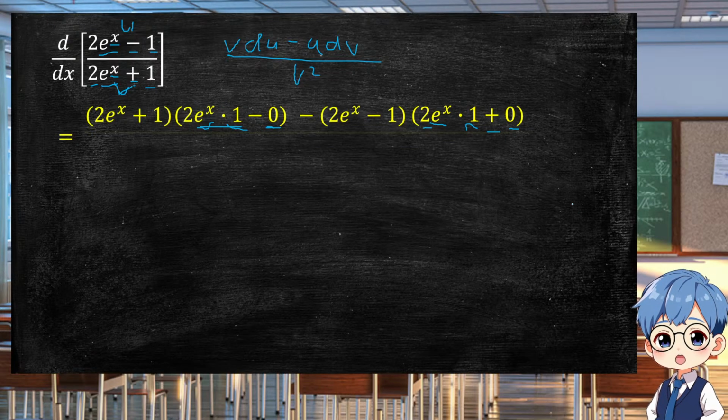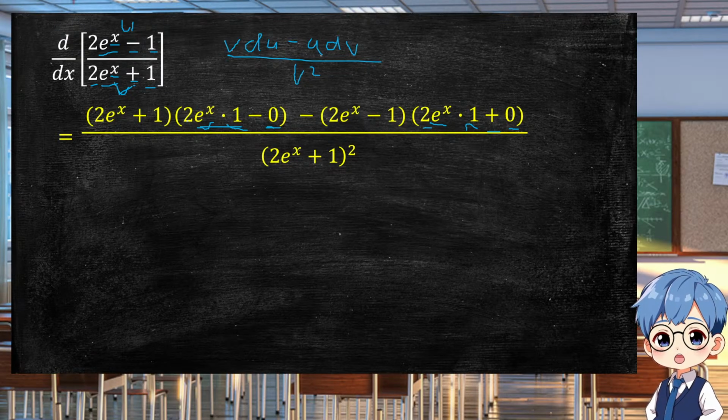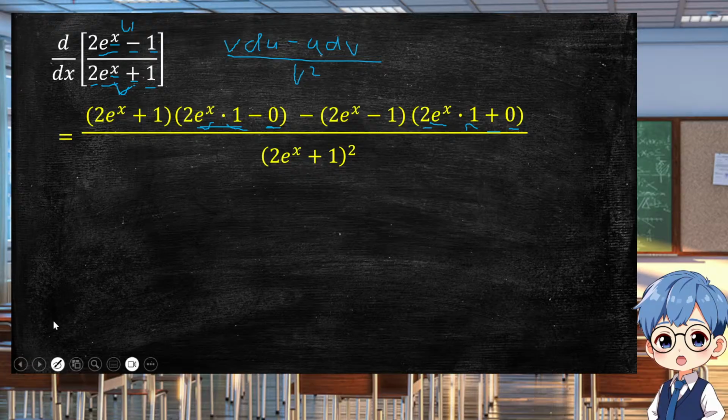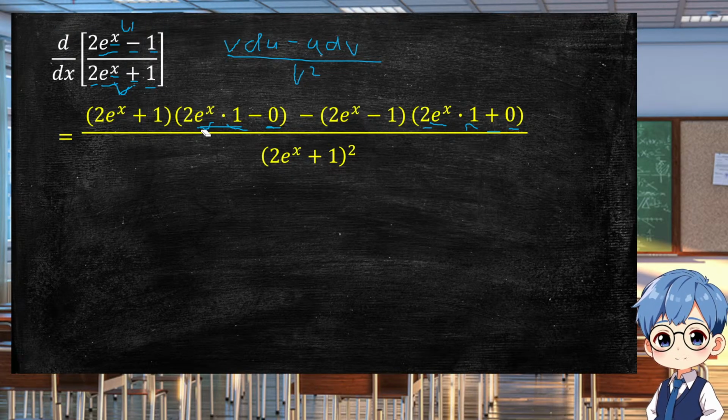Okay? So all over v squared. So v squared, we will have (2e^x + 1) raised to the power of 2. So the next step would be to simplify or rearrange or cancel out, if we can cancel out something. So of course, we just disregard 0. Never mind the zeros here. So actually, never mind the 1 also here.